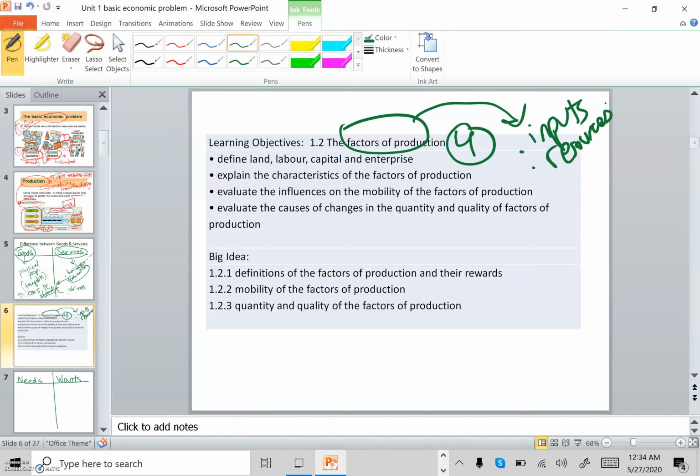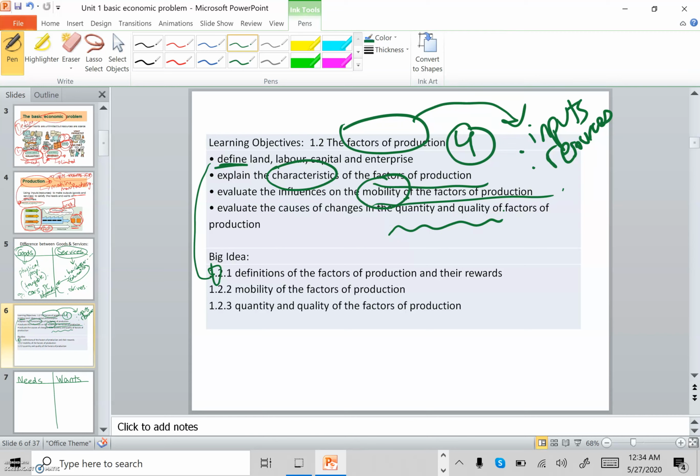So in this section, we will define what factors of production are. By the end of the chapter, you should be capable of giving us a definition. You should also be capable of listing the characteristics of the factors of production. We will be talking about mobility of the factors of production. Mobility is a term that we will explain. And how can we increase the quantity or the quality of our factors of production.